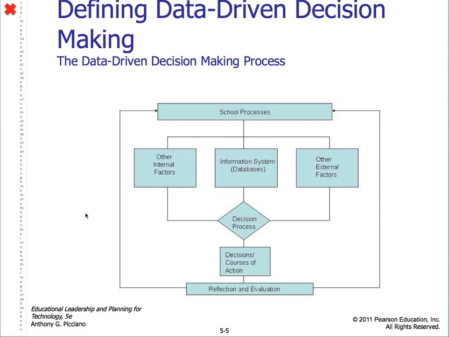And then you go through a decision making process. Now, there's several processes out there, and you're going to have to decide which one you want to use. But it's generally based on the data, but you also use these internal and external factors. And then a decision is made and a course of action is taken. And then it's extremely important to reflect and evaluate the validity of the decision. Was it good? Was it bad? What can we do better? So you have to reflect.